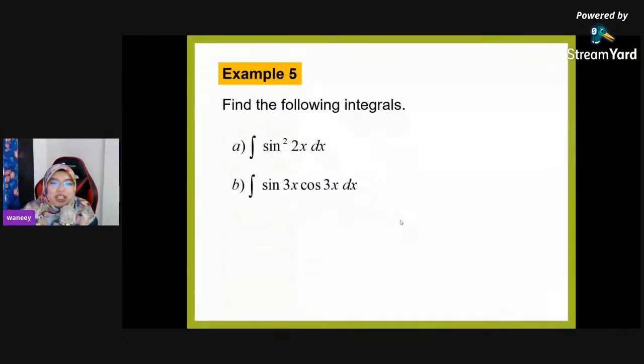Okay, next. Find the following integral. So we have sine square of 2x and then sine of 3x cos of 3x. Okay, so sine square, we can actually use the double angle formula for them. So we're going to change it into the formula of 1 minus cos of 2ax over 2. And then sine of 3x cos of 3x. Always check the angle. So the angle here is 3x, the angle here is 3x. The angle is the same. So we can use sine of 2ax over 2.